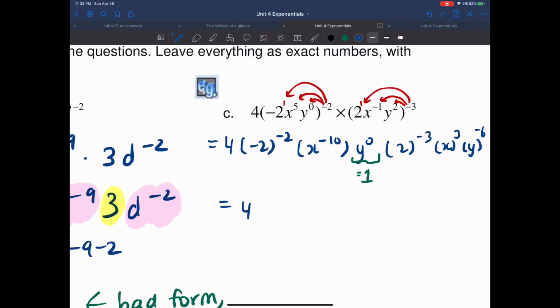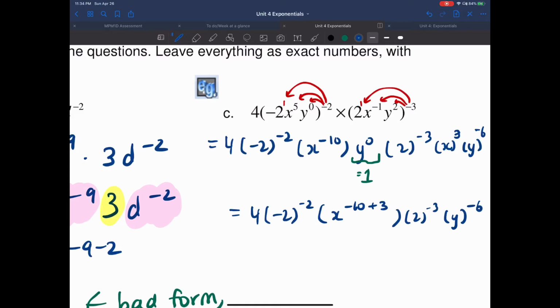And then as I keep going, I'm going to try to recognize what are the like terms. What I realize is that although I see a -2 and a 2, they are actually not like terms. So I do have to keep them separately. So I have x to the exponent -10 plus 3. Close that bracket. 2 to the exponent -3. y to the exponent -6.